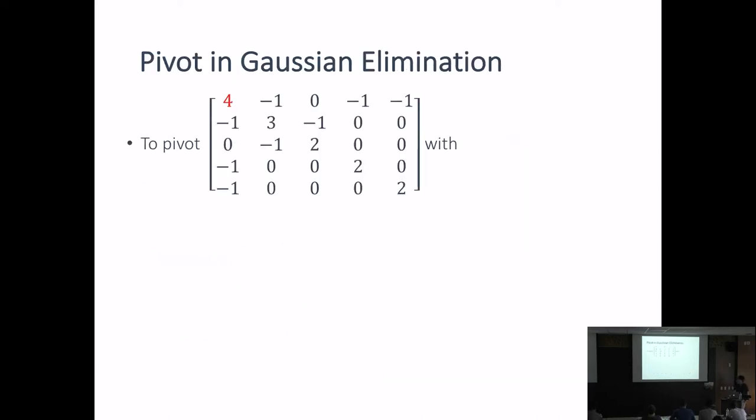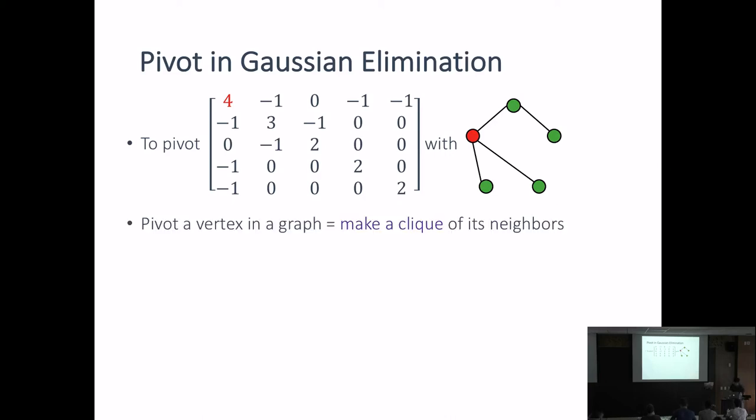Okay. As we know, a very fundamental step in Gaussian elimination is to zero out. We need to pick an entry, and then we need to zero out all other entries in the same column and row. This process is called pivot. It has the same interpretation in this fill graph. Say we want to pivot the first entry in this matrix, which is 4. The first row is associated with the first vertex in this graph. So what we need to do is simply to make a clique out of its neighbors. In this talk, we assume there are no cancellations because cancellation can only make things better.